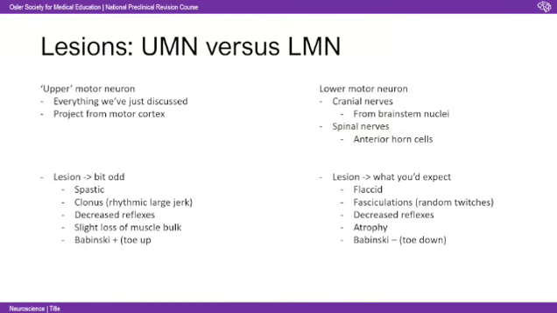Whereas conversely, you have your upper motor neuron lesions, and these are the things you wouldn't necessarily expect. There's a muscle problem, yet the muscle is spastic. You have clonus, which is this rhythmic, very large jerking. Your reflexes are still often decreased, but there's only a slight loss of muscle bulk, and you'll be Babinski positive. So you scratch along the bottom, and the toe points back up to the head.